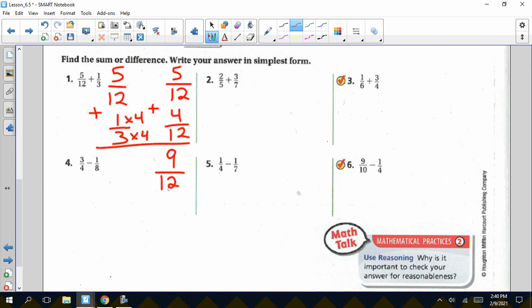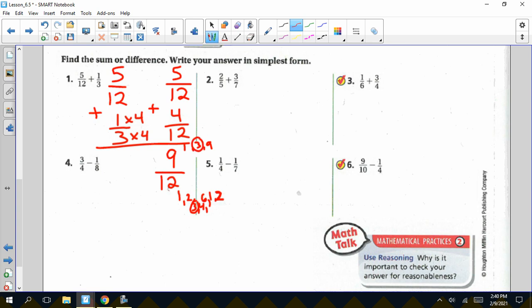We need to put 9/12 into simplest form. So we have to think, what can go into 9 that also can go into 12? Or what are factors of both of them? Remember, factors are the numbers we multiply together. So we can multiply 1 and 12. We can multiply 2 and 6, and 3 times 4. Then for 9, it's 1 times 9 and 3 times 3. We see that 3 is a factor of both numbers.